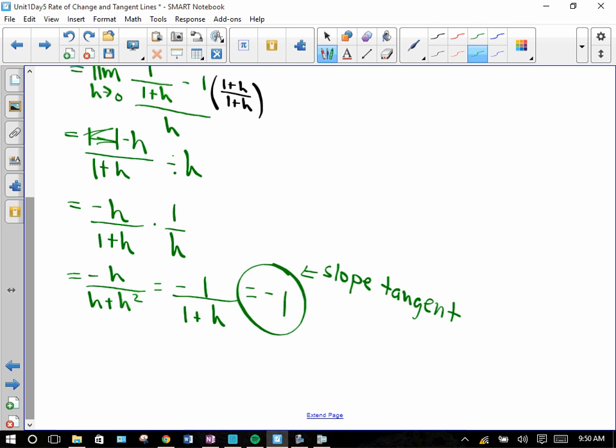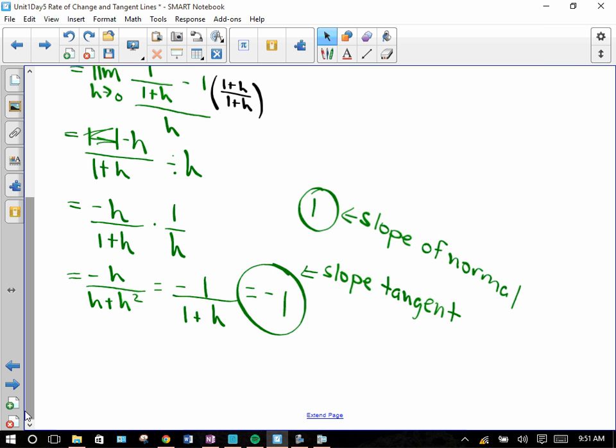What would the slope of the normal line be? It'd be 1. So 1 is the slope of the normal. Normal is always the opposite sign and the reciprocal. So if the slope of the tangent was negative 2, the normal line would be 1 over 2. So it would be opposite sign and reciprocal.